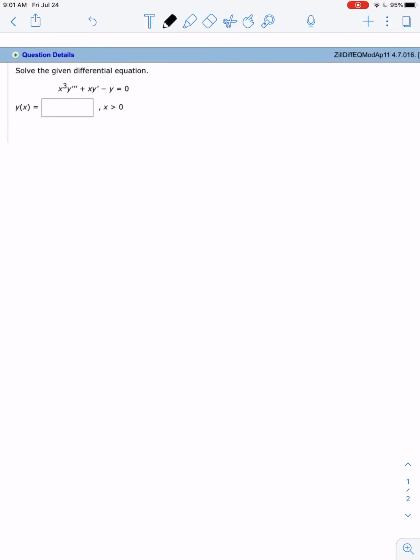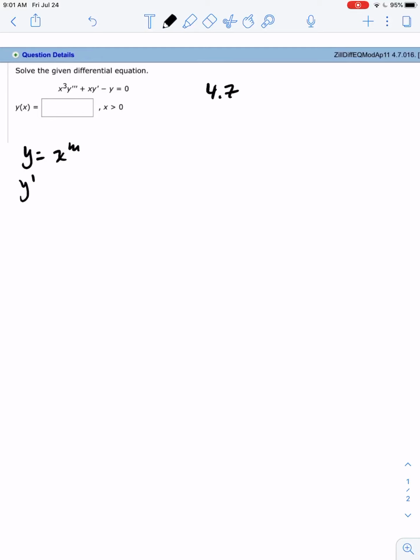Okay guys, so this is an example from 4.7. I'm going to do something that is cubed, when m is cubed. So the first thing you want to do is, because it has x cubed matching with the third derivative and then x with the first derivative, we could use this method where we're making y equal to x to the m.